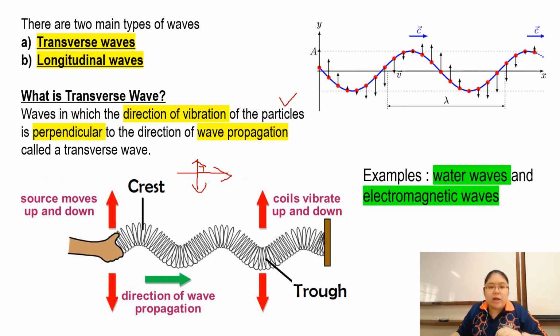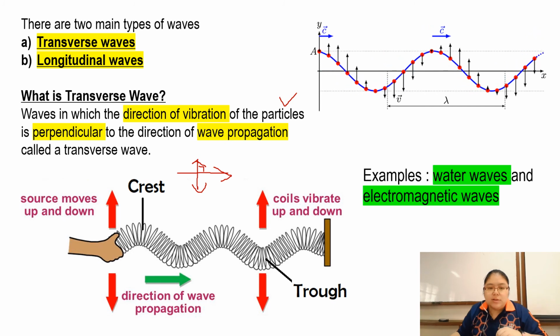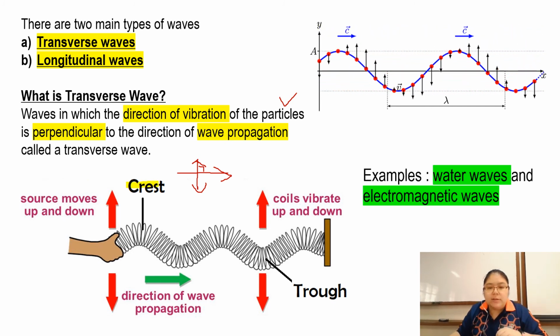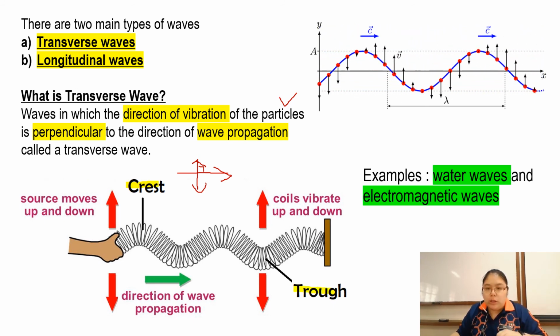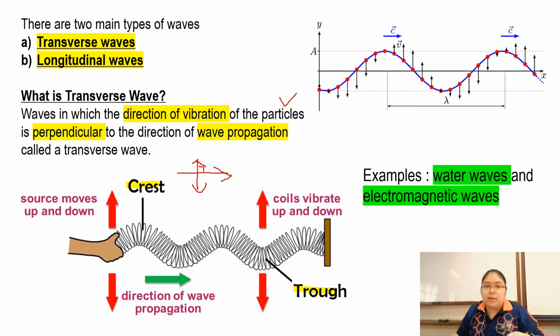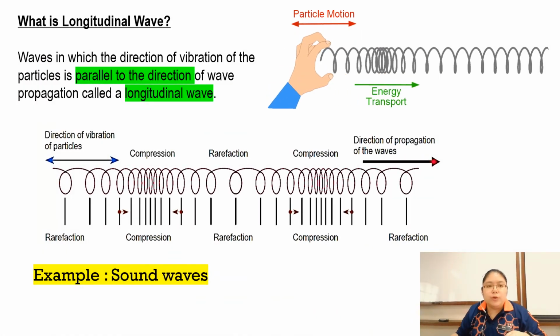From the transverse wave, I need to introduce first the crest. This one is a crest, meaning at the top. The top one we call the crest, the bottom one we call the trough. For example, we have water waves and electromagnetic waves. These two are transverse waves.